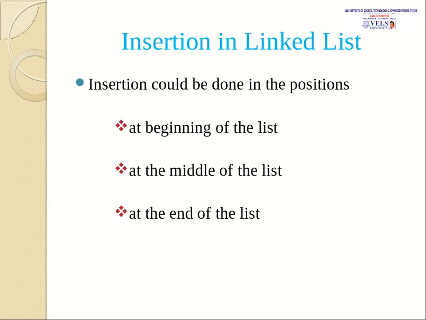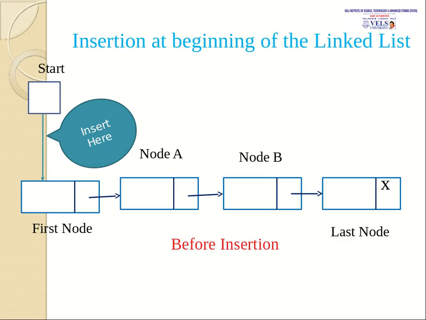How is insertion done? Insertion is done at three positions: at the beginning of the list, at the middle of the list and at the end of the list. We will see how. This is before the insertion. Here is the list where the start pointer points to the first node of the linked list. It has the address of that node, and the first node has a link part pointing to the next node, and it keeps going. The last node has the link as X to tell that it is the end of the linked list.